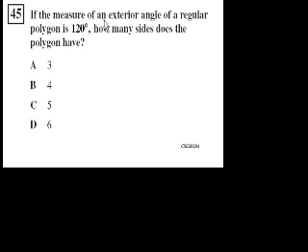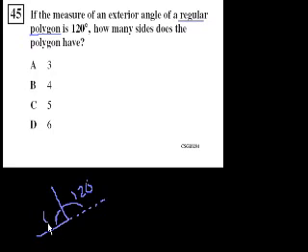If the measure of an exterior angle of a regular polygon, so that means that all of the angles are congruent, is 120 degrees, how many sides does the polygon have? Let's say this is the vertex in question, and we want to measure its exterior angle, so I'd extend one side of the vertex, and they're saying that that is 120 degrees. That tells me that the interior angle at that vertex is 60 degrees, because it's the supplement to the exterior angle.